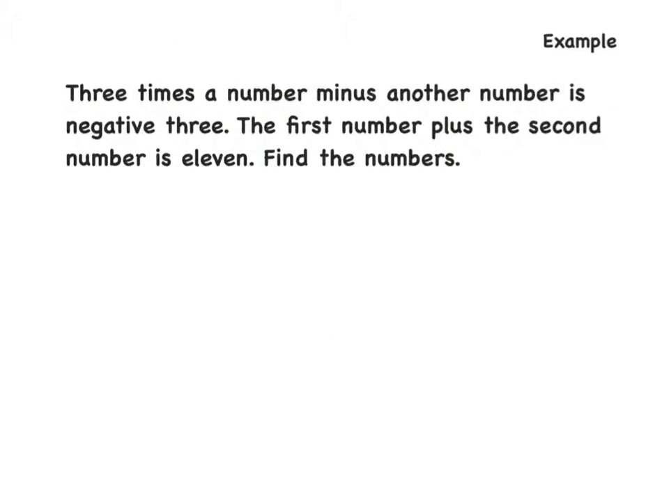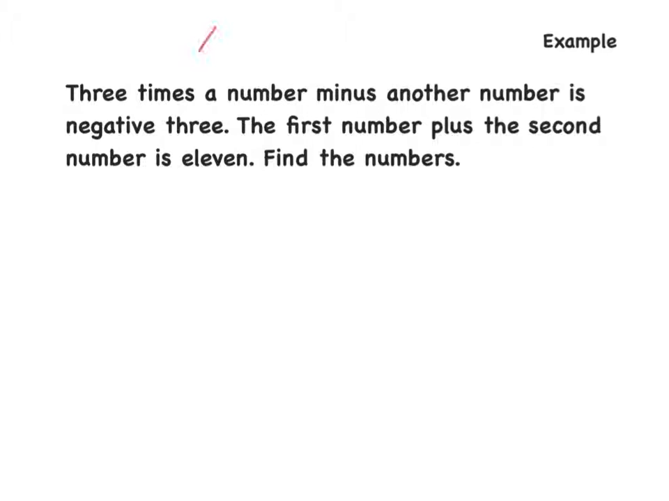Now they might give you a word problem. They're just trying to see if you know how to write out an equation before you're trying to solve it. So we have the statements: 3 times a number minus another number is negative 3. The first number plus the second number is 11. Find the numbers. So we're going to have two numbers that we're looking for.